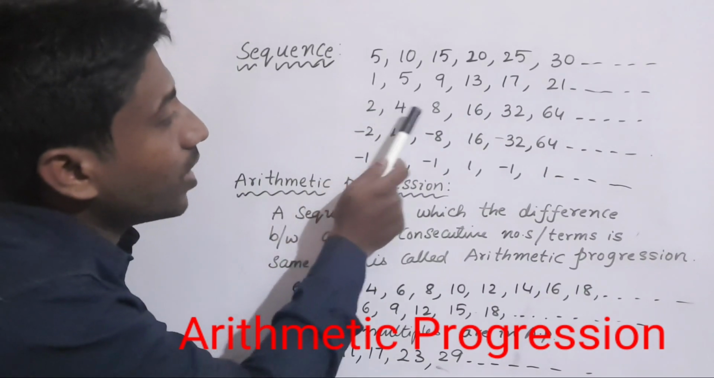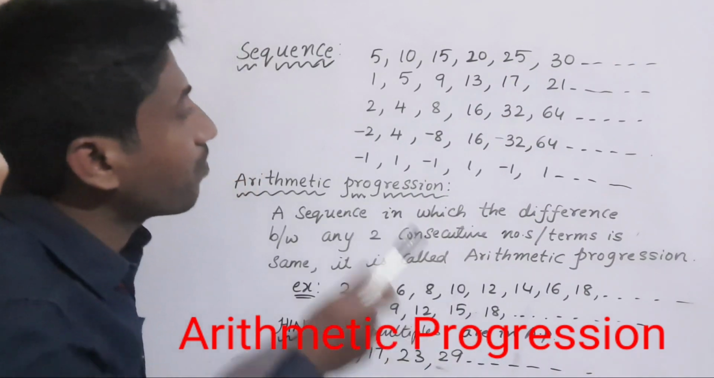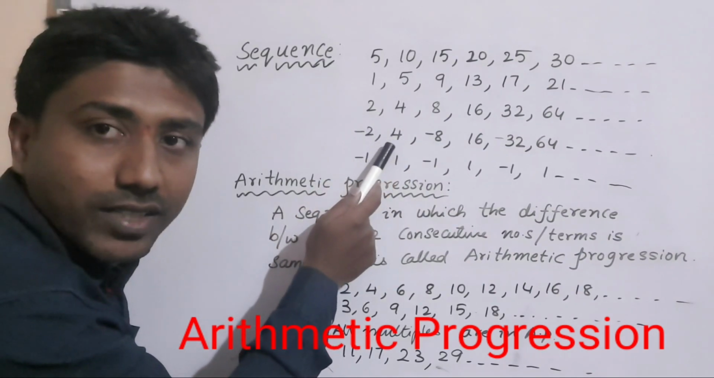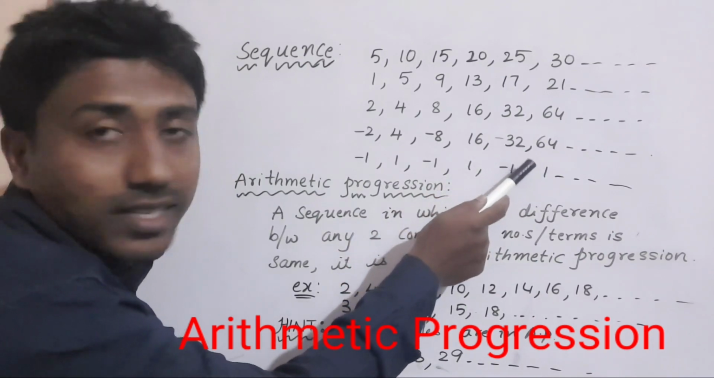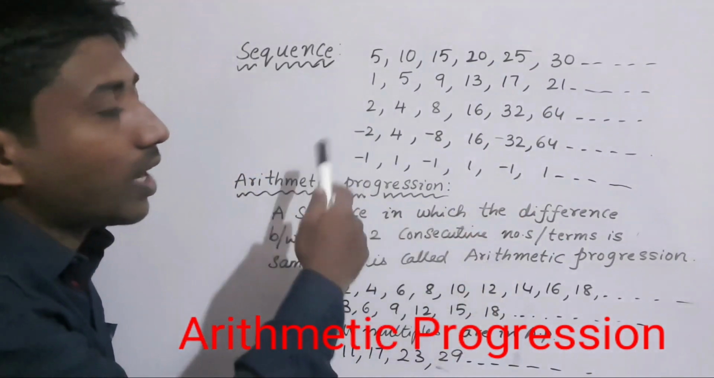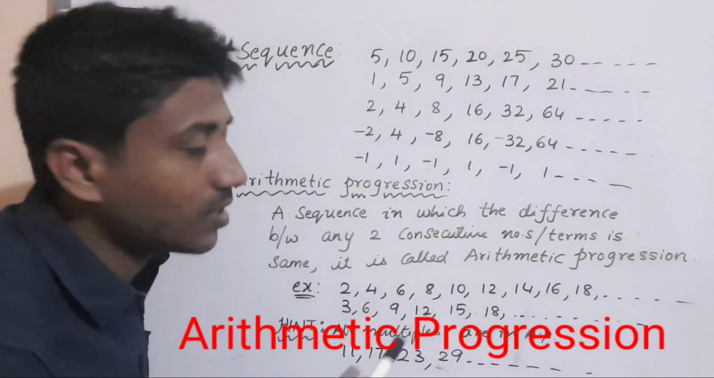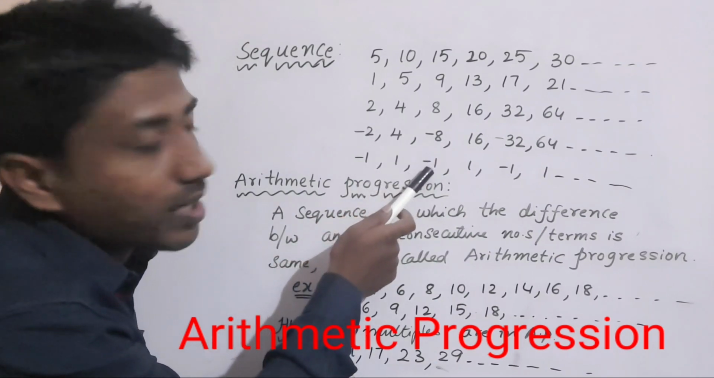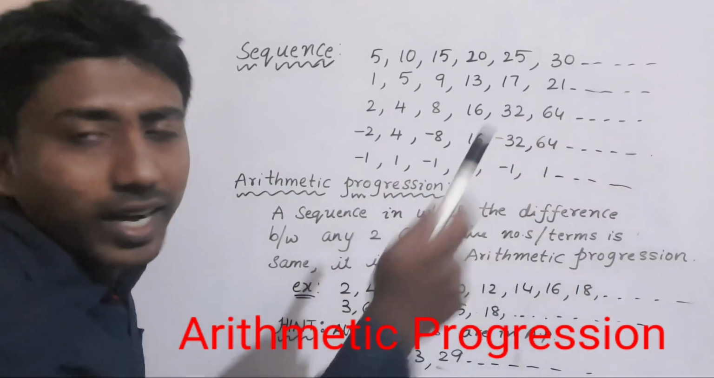That means 2 power 1, 2 square, 2 cube, 2 power 4, 2 power 5, 2 power 6. So this is also a sequence. Next, if you see, minus 2 power 1, minus 2 whole square is 4, minus 2 whole cube is minus 8, minus 2 power 5 is minus 32, and minus 2 power 6 is 64. So like that we will get so many sequences. We can write our own sequence. And here minus 1 power 1, minus 1 whole square is positive 1, minus 1 whole cube is negative 1, minus 1 whole power 4 is positive 1. So like that we can write our own sequence.